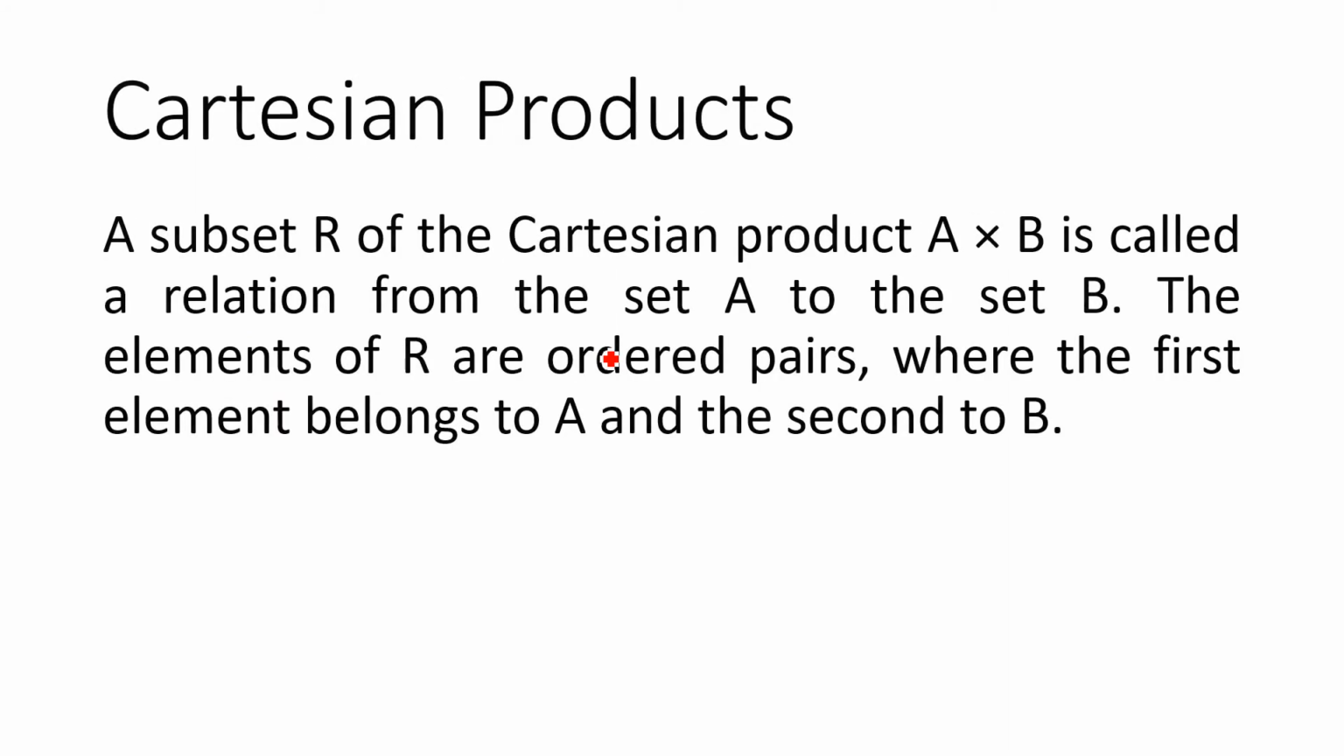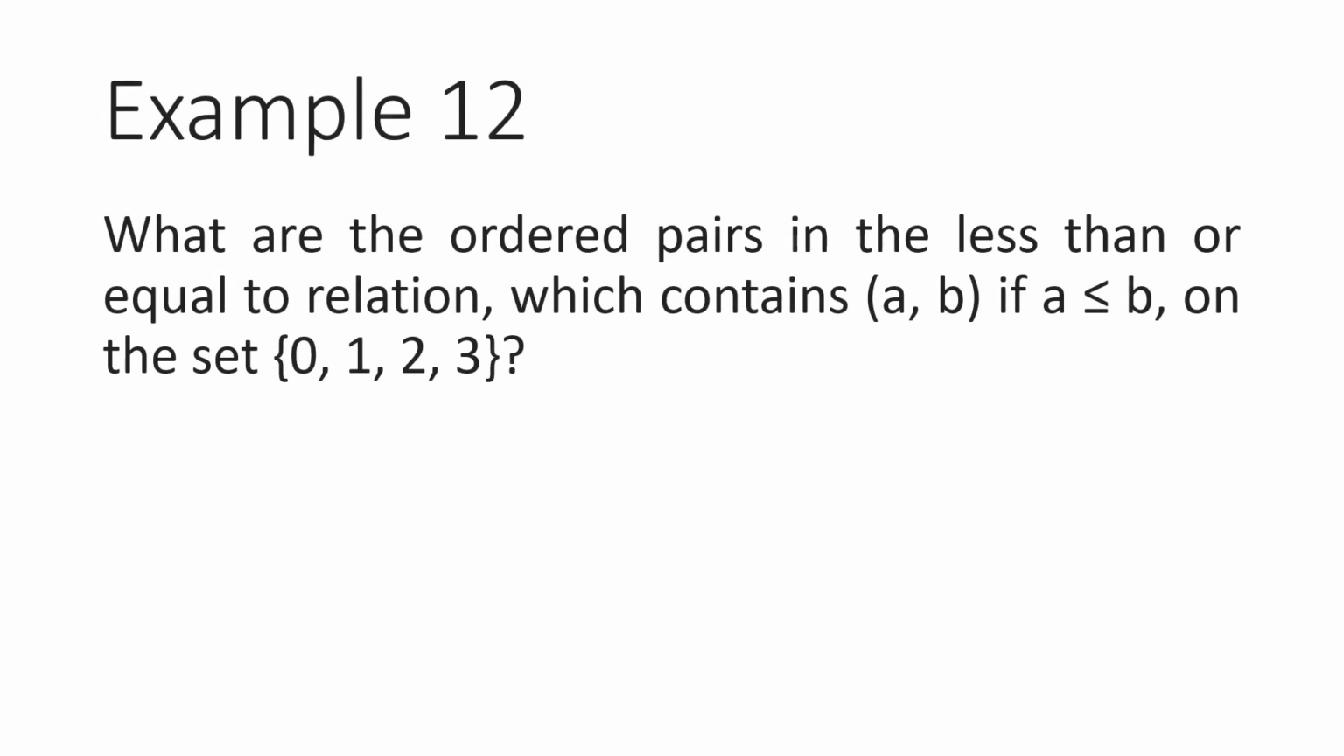A subset R of the Cartesian product A by B is called a relation from set A to set B. The elements of R are ordered pairs where the first element belongs to A and the second to B. So let's have this one. What are the ordered pairs in the less than or equal to relation, which contains the ordered pair (a, b) if a is less than or equal to b, on the set {0, 1, 2, 3}?